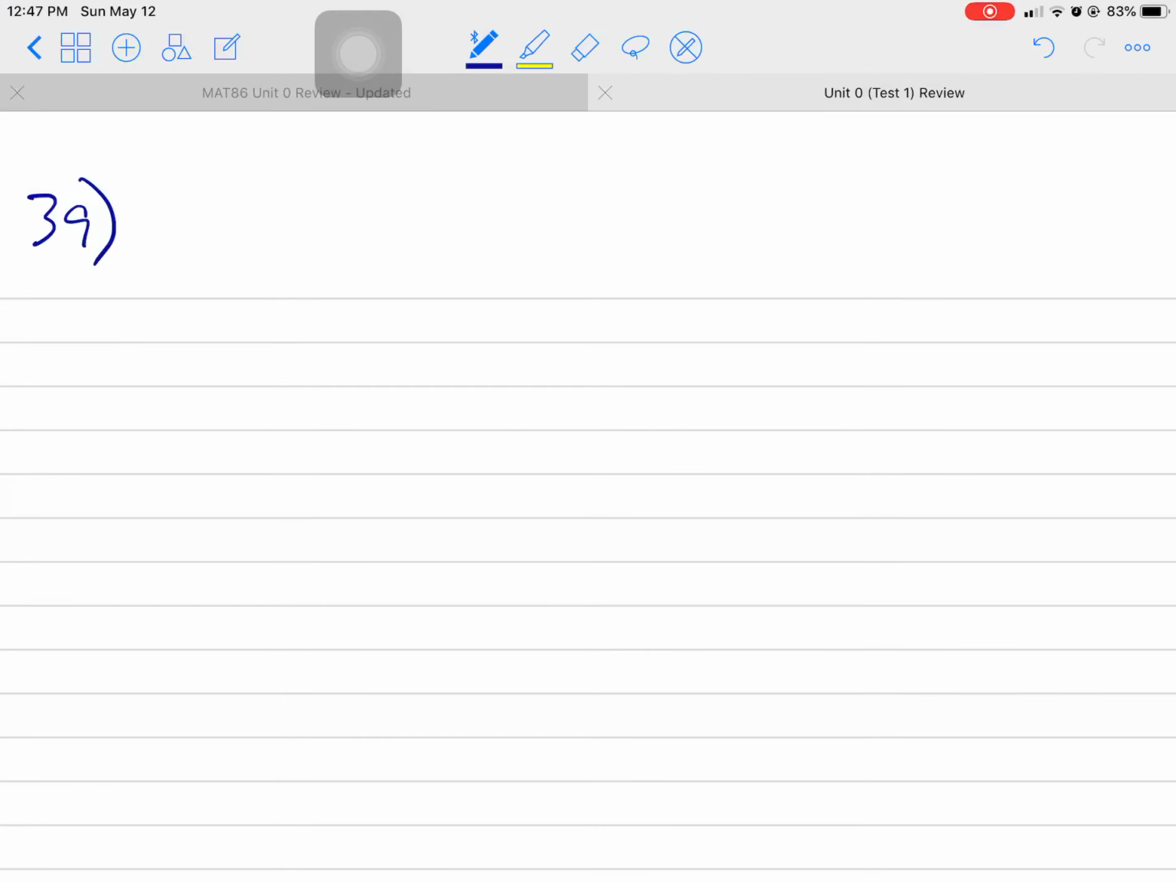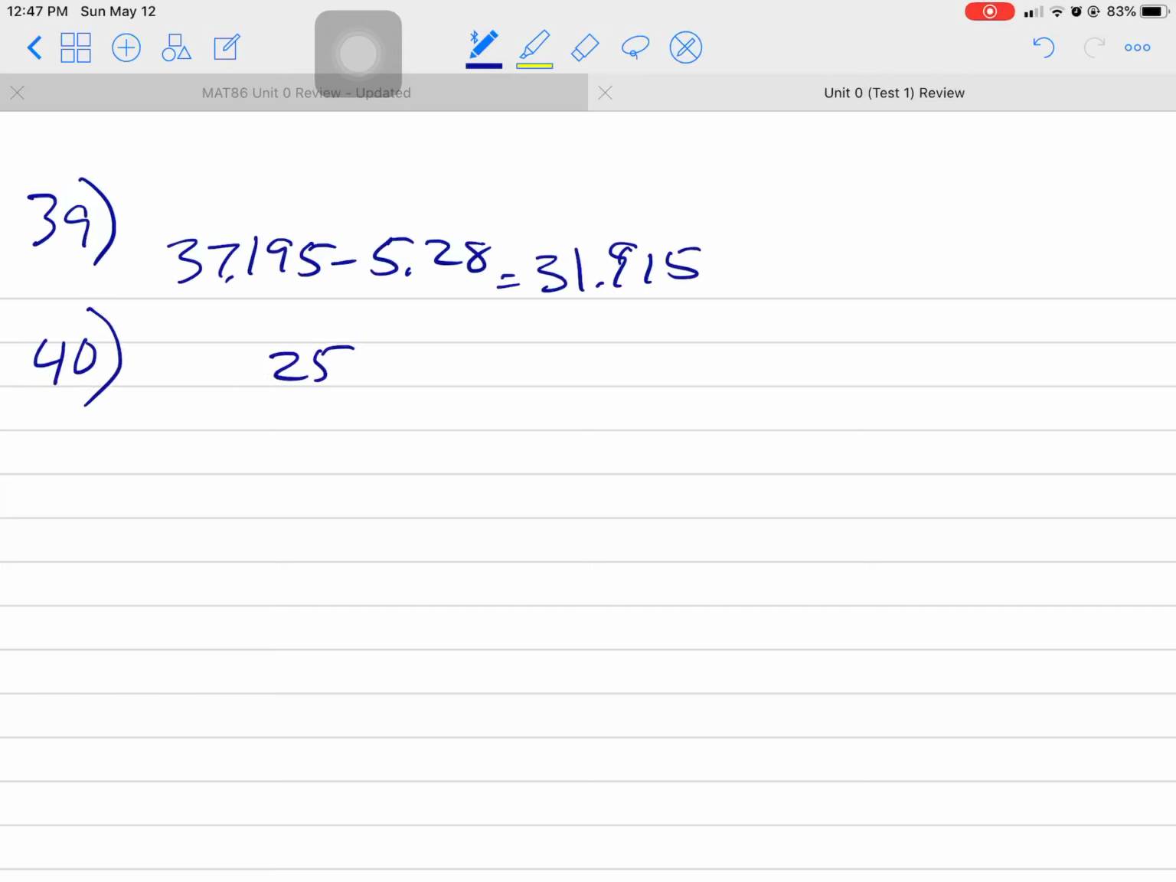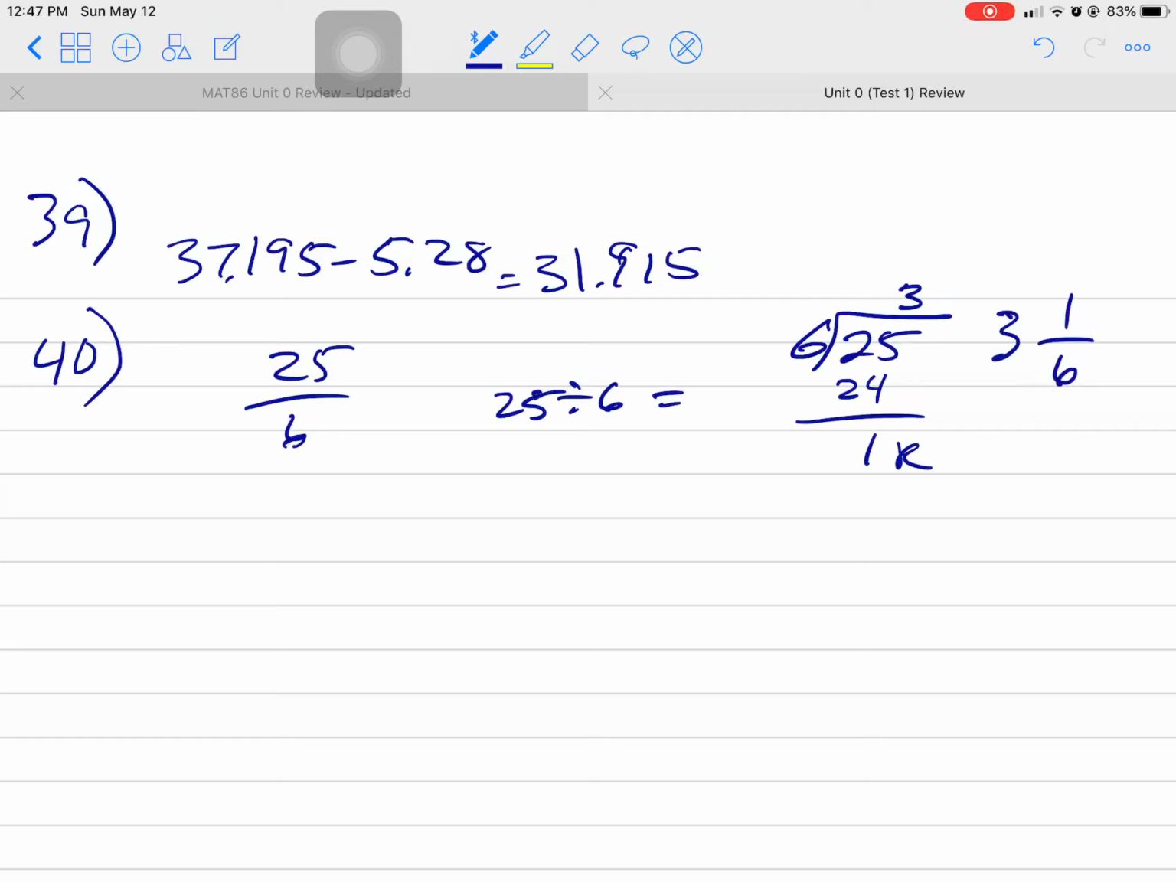Okay, and 39. We do by hand. 31915. Sorry, in a hurry now. 40. 25/6 written as a mixed number. What is 25 divided by 6? 25 divided by 6. However you want to do this. 24, remainder. So this would be 3 and 1/6, no, 4, because I can't multiply. 4 times 6 is 24, right? 3 times 6 is 18. 4 times 6 is 24. 1 remainder, 4 and 1/6. I am proving to you that you should not be doing this in a rush, okay?